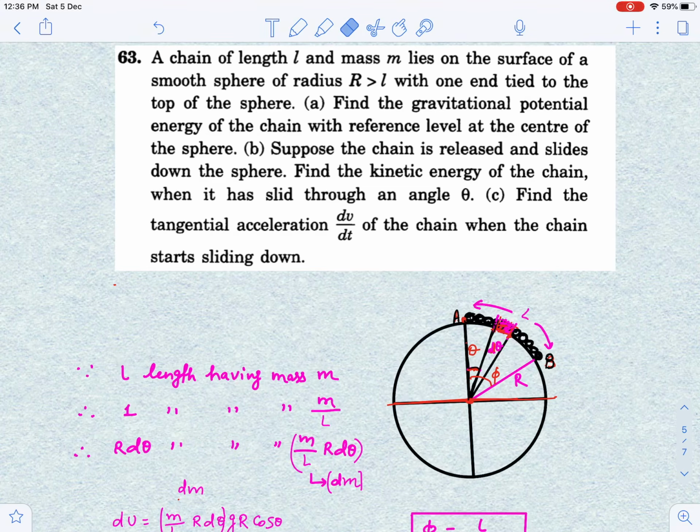So good afternoon everyone. This is the 63rd question of H.C. Verma Work and Energy. A chain of length L and mass m lies on the surface of a smooth sphere of radius r, which is greater than L, the length of the chain, with one of its ends tied at the top of the sphere.